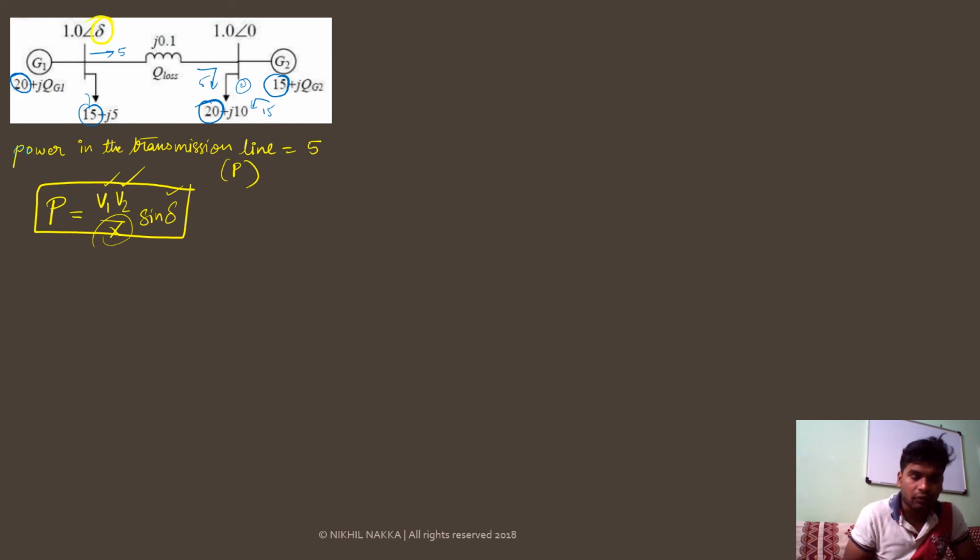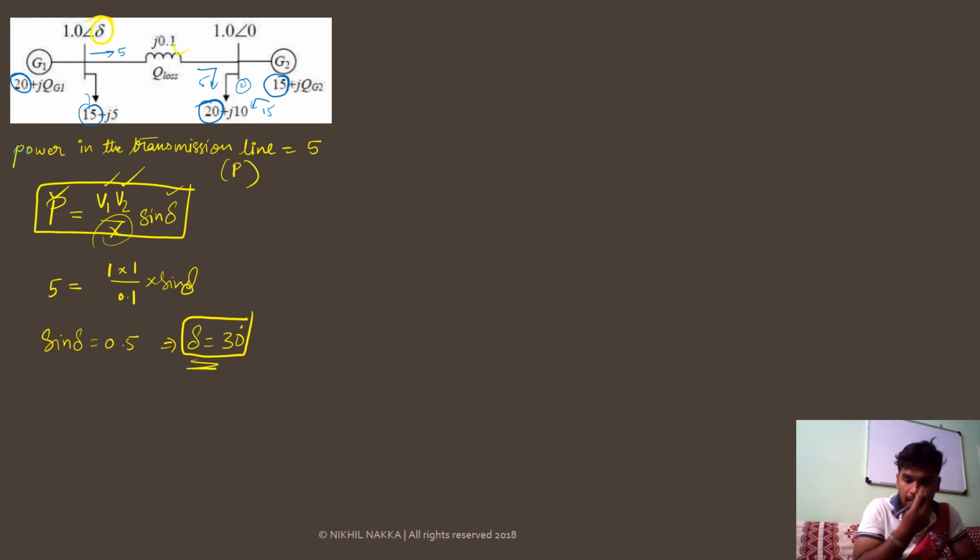We need to find the delta now. What is the power transferred? 5. We will just put down all the values. We have 5 into 1 into 1 by 0.1, given here, into sine delta. So this becomes sine delta is equal to 0.5. And what does it yield? Delta is equal to 30 degrees. So we found the value of delta. Okay, so this is a little bit about the active power.